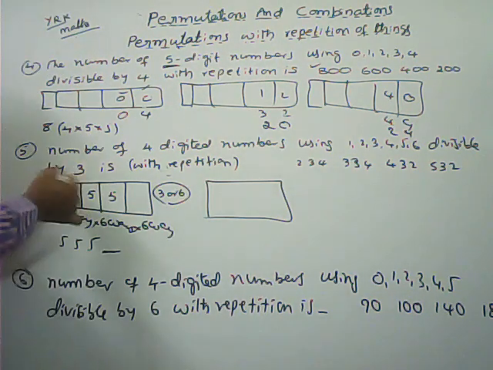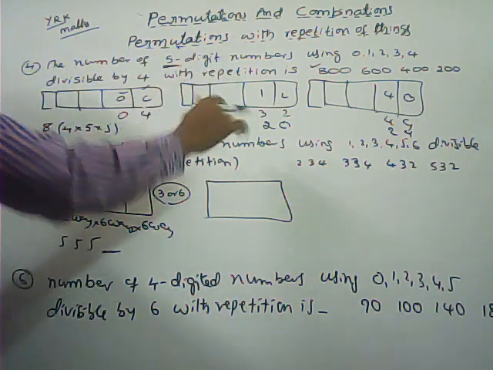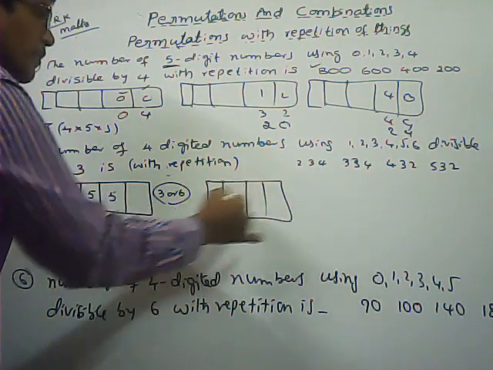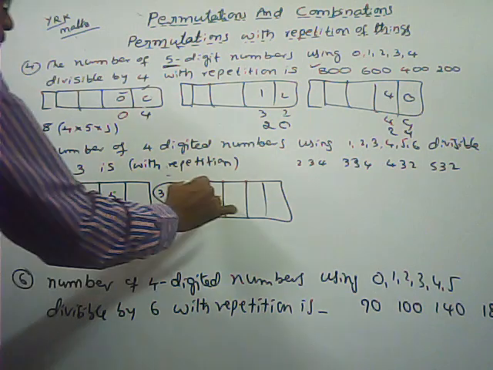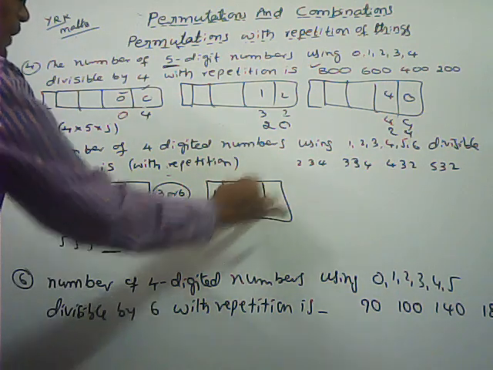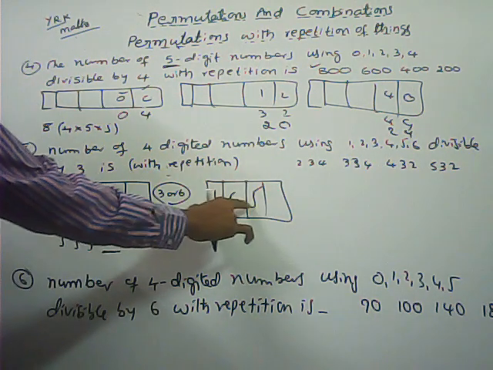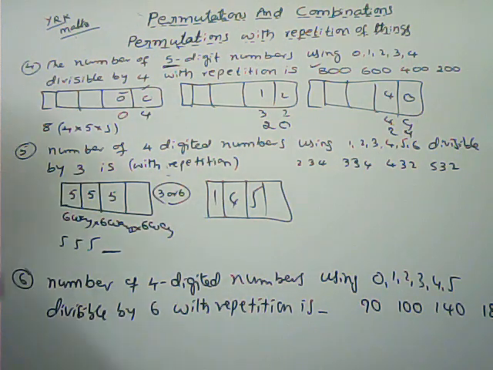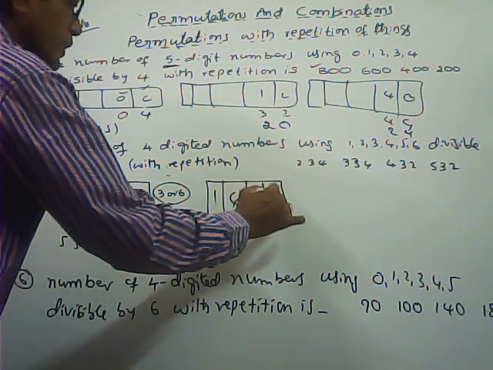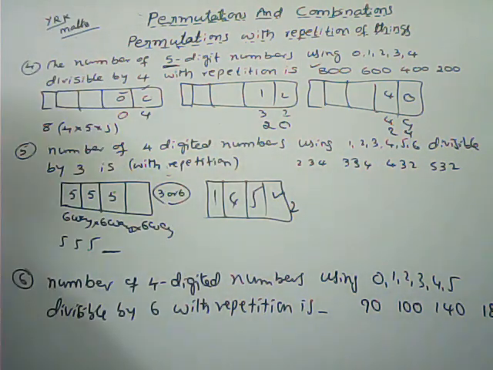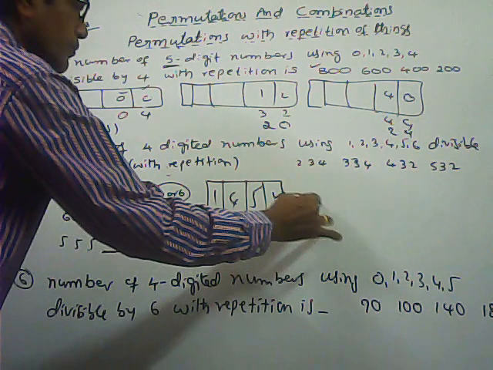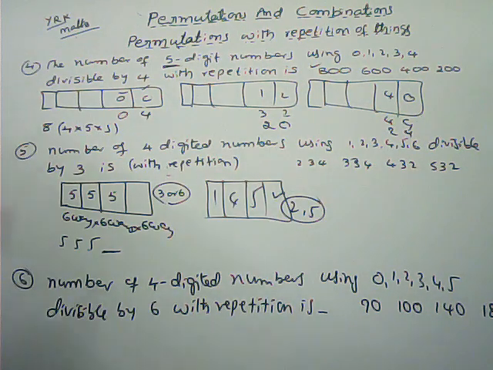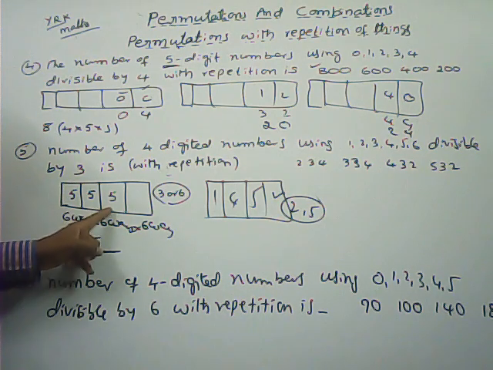Here I said 6 ways are there. The first 3 you can fill with any one of the digits 1 2 3 4. For example, if I keep 1 4 5, how much are we getting? 5 plus 4 is 9, 9 plus 1 is 10. 10 means here you can keep either 2 or 5. The first three you can fill with any one. Here 6 ways are there. That's why I am saying 6 ways, here also 6 ways, here also 6 ways.